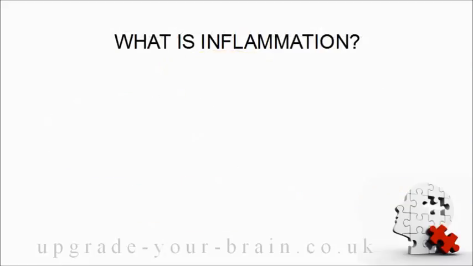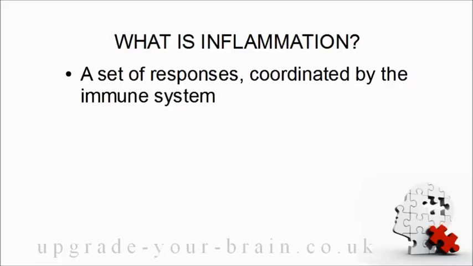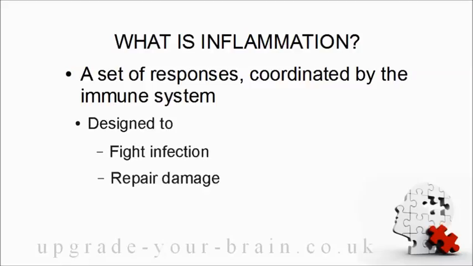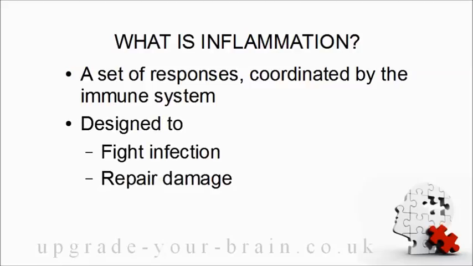So I've made the point earlier in the course that inflammation is a key mechanism involved in most, if not all, chronic disease, including emotional and neurological disorders like depression and Alzheimer's. So what exactly is inflammation? Well, it's a set of responses to injury and to infection, coordinated by the immune system and designed to counter infection and repair damage. So what's the immune system?